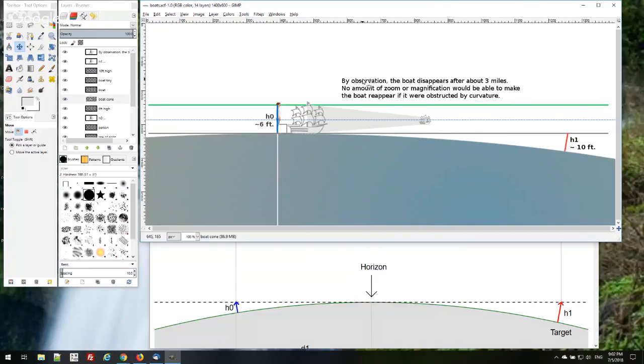But the thing is, if the boat were disappearing because of curvature, no amount of zooming or telescope or magnification of any sort would bring it back. It can't, because you've got an obstruction. See, if you go back down to their example, if you're standing here and for some reason not looking straight out, you're looking down a little bit so that the horizon works out to 3 miles, which happens to be the vanishing point, but they made it the horizon tangent point.